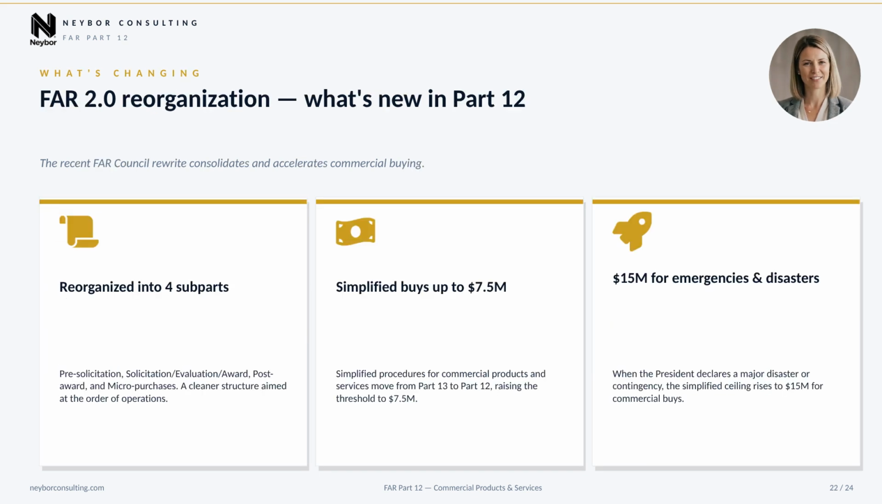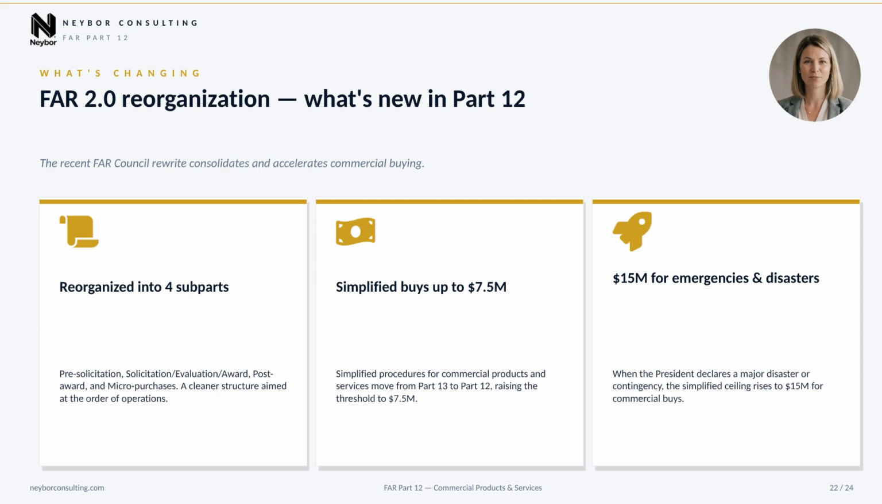FAR Part 12 is in flux. The recent FAR 2.0 rewrite from the FAR Council reorganizes Part 12 with 3 changes you should know. First, the structure is reorganized into 4 subparts in order of operations: pre-solicitation, solicitation evaluation and award, post-award, and micro-purchases. The intent is a cleaner step-by-step playbook.